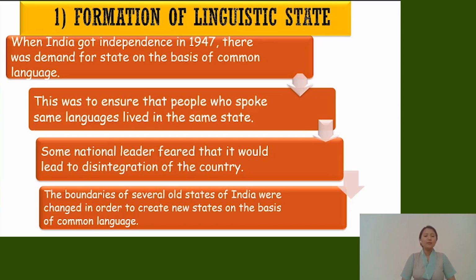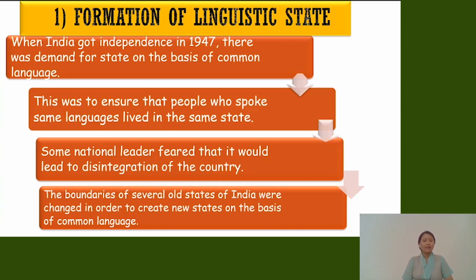When India got independence in 1947, there was a demand for states on the basis of common language. These demands were made because people felt that people speaking the same language can live in the same state. When this demand was first made, some national leaders feared that the formation of states on the basis of language would disintegrate or partition the country. So, keeping this fear in their minds, they did not fulfill this demand for a long time. But after lots of discussion and thinking, finally the national leaders decided to form new states on the basis of common language.